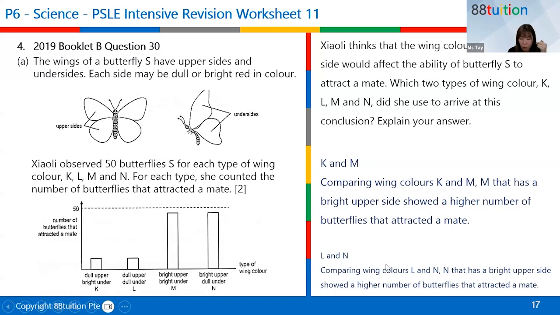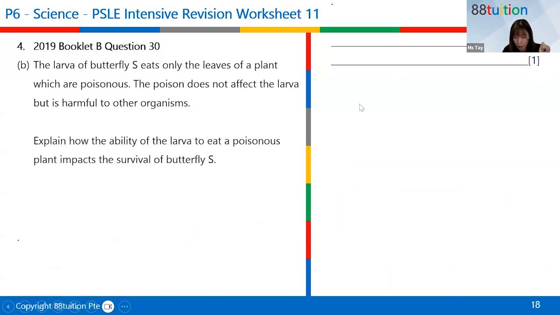So you can also choose another pair of colors, which is L and N. Okay, L and N. So similar reasoning. If you write this down, you will get the marks. Let's go on. Now, the larva of butterfly S eats only the leaves of a plant which are poisonous.